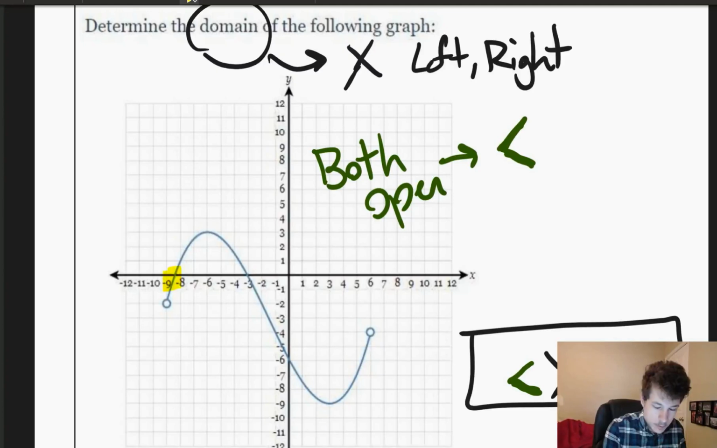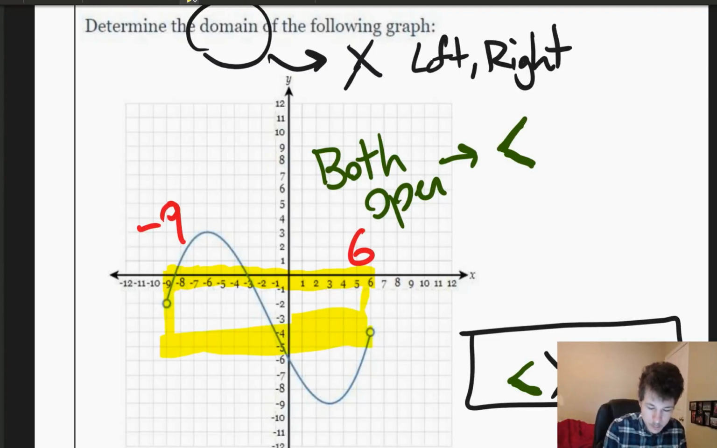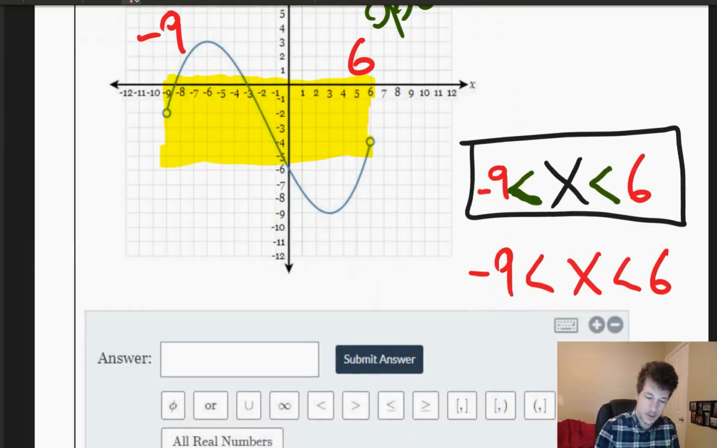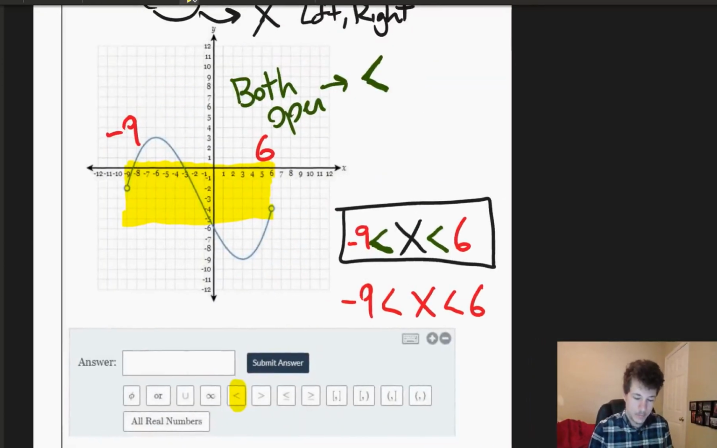Let's see. It goes from here, from -9, all the way over here to 6. If you want to expand this box so you can see it a little bit more clearly, you're more than welcome to do so. You can see that it lives in between these two values, -9 and 6, from left to right. So those are just the numbers that we plug in, -9 and 6. So the final answer would be -9 less than x less than 6. Really the only math button that you'll need here is less than when you type in this answer.